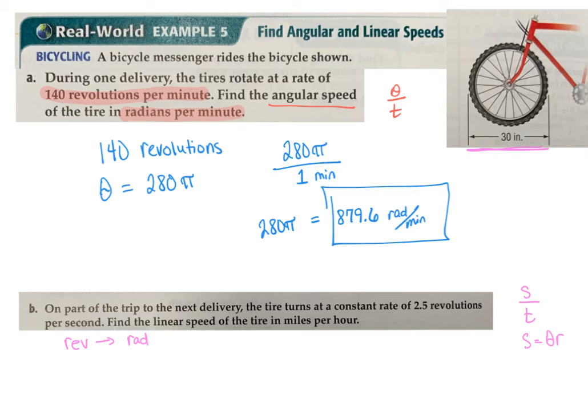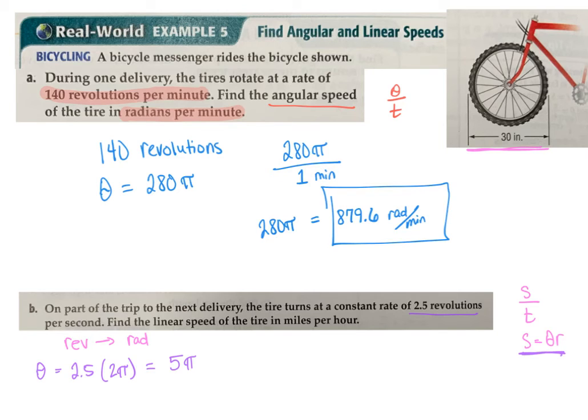2.5. So they told me it was 2.5 revolutions. So how is that in radians? 2.5 times 2 pi is going to give me what? 5 pi, right? We're going to leave it in pi for now. So that is going to be my theta. Then I'm going to take my theta and I'm going to find my S, right?